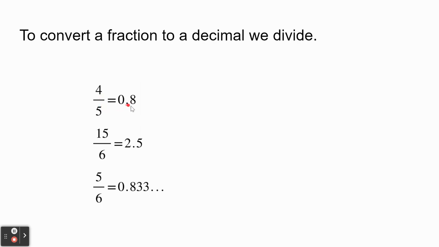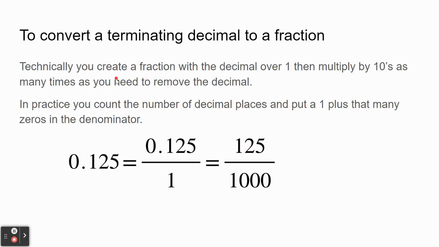4 divided by 5 gives me 0.8. 15 divided by 6 gives me 2.5. 5 divided by 6 gives me 0.8333 repeating. Okay, pretty easy. To convert a terminating decimal to a fraction is also relatively easy.